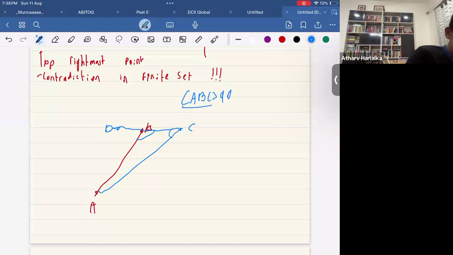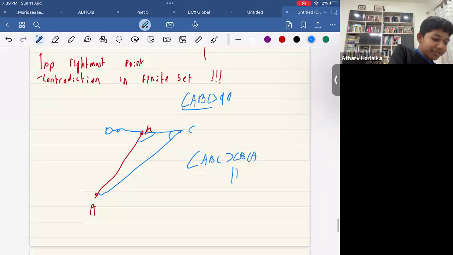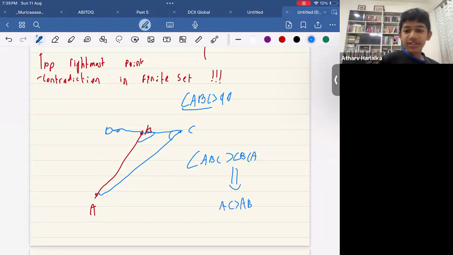Because angle ABC is greater than 90, we know that angle ABC would be greater than angle BCA, right? But due to a very trivial property of geometry, we get that AC would be greater than AB, because the larger angle has the larger side opposite to it. Everyone follows? Okay. So that gives us a contradiction, right?